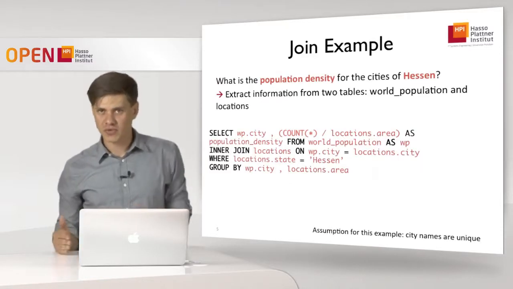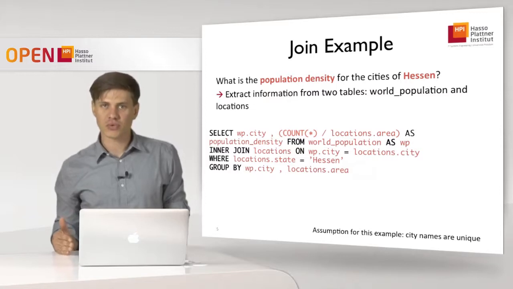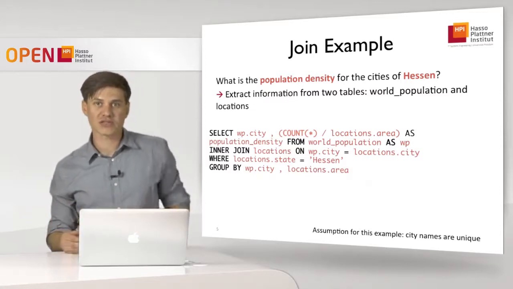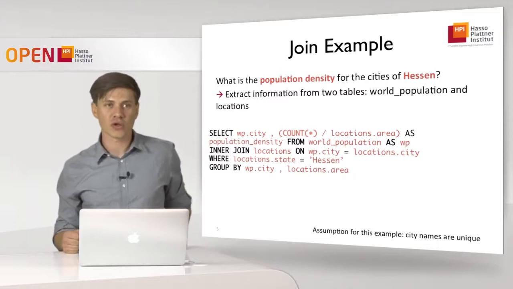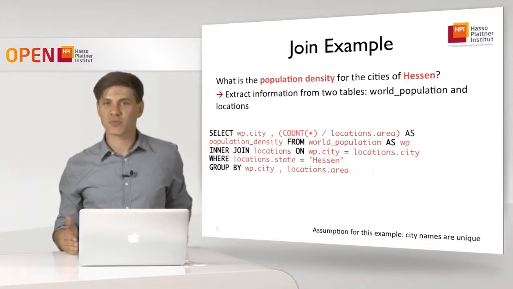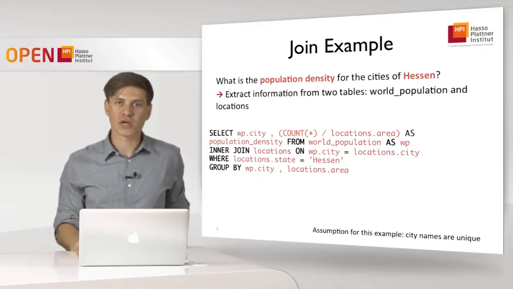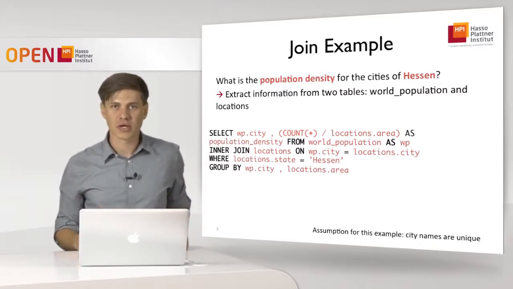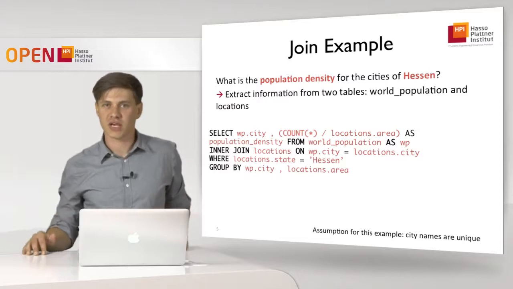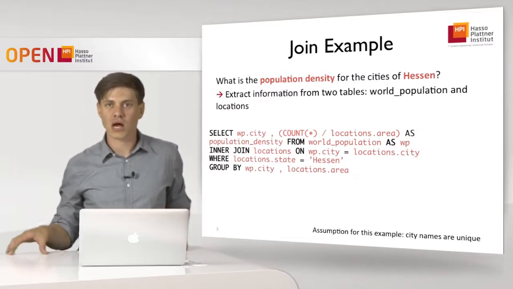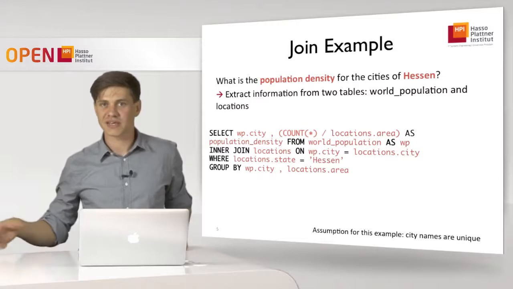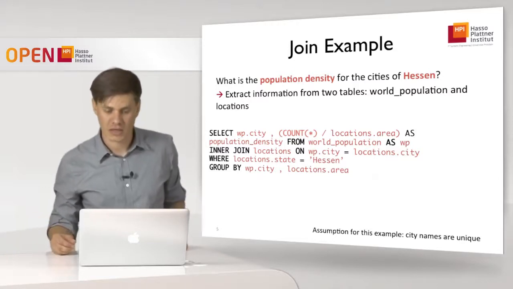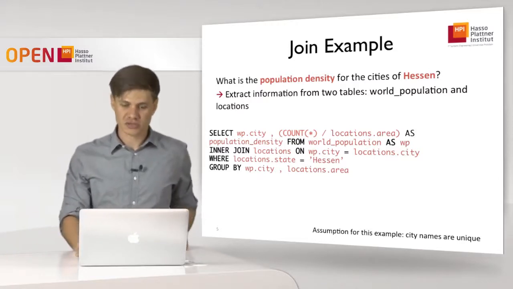The query example that we will use for two different implementations of the join operation will be the following. We ask what is the population density for the cities in the state of Hessen, which is a state in Germany. We have two tables for that. We have the well-known world population table, and we have another table, the locations table, that has the information of how large in square kilometers is a state or is a city. You can see the SQL query just down below.